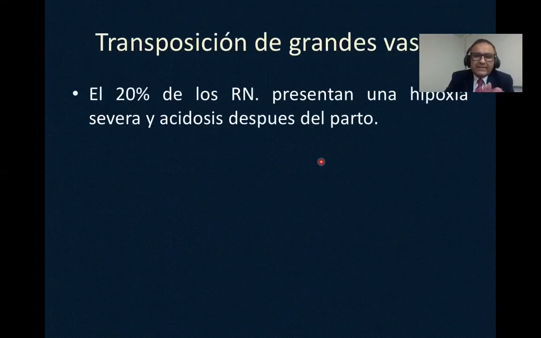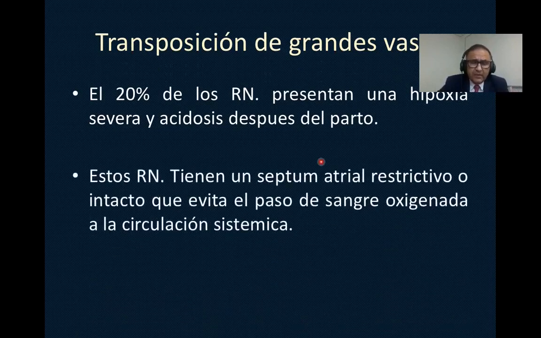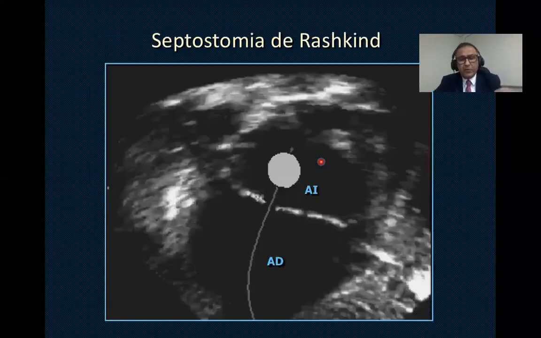We can say that in transposition of the great arteries, 20% of these children will present a restrictive foramen ovale, and that will lead to severe hypoxia and acidosis after birth because the shunts will close, the foramen ovale and also the ductus arteriosus. So this becomes a critical situation, an emergency. Therefore, an atrial septostomy must be performed to allow oxygenated blood to pass into the systemic circulation so that severe hypoxia does not occur and to prevent acidosis and morbidity in these children.